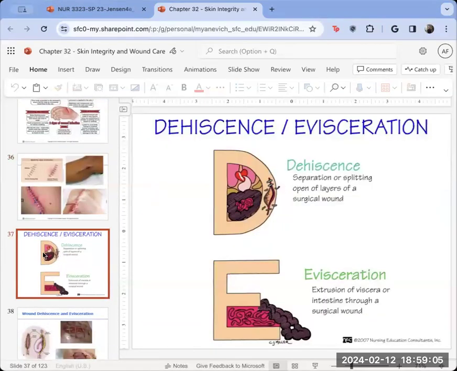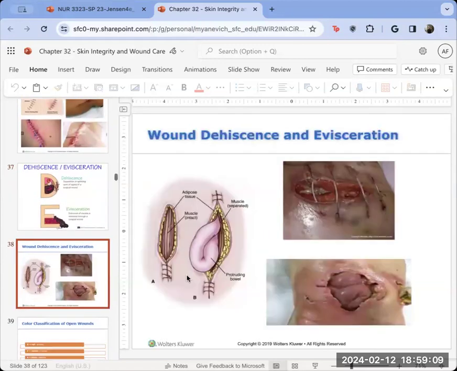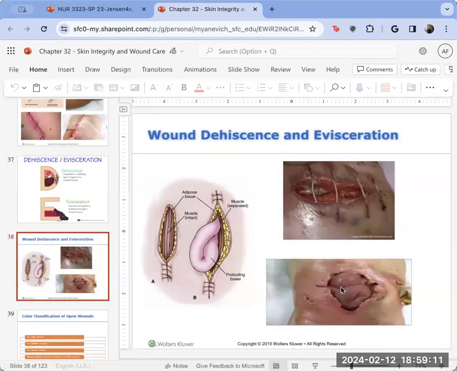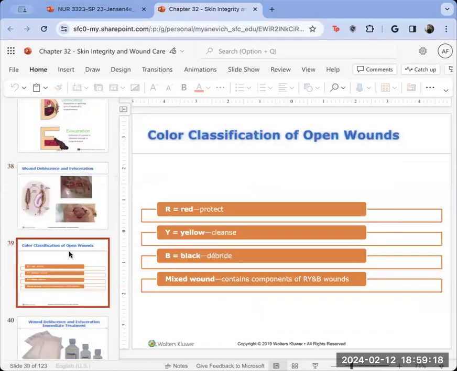And I already mentioned this to you, dehiscence and evisceration. So I told you the important nursing management. The bottom picture is an example of evisceration, and the top one is more of dehiscence, okay?